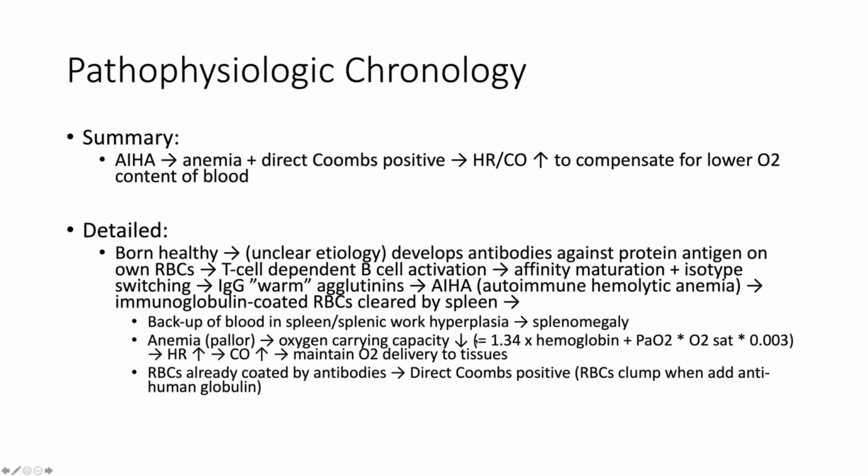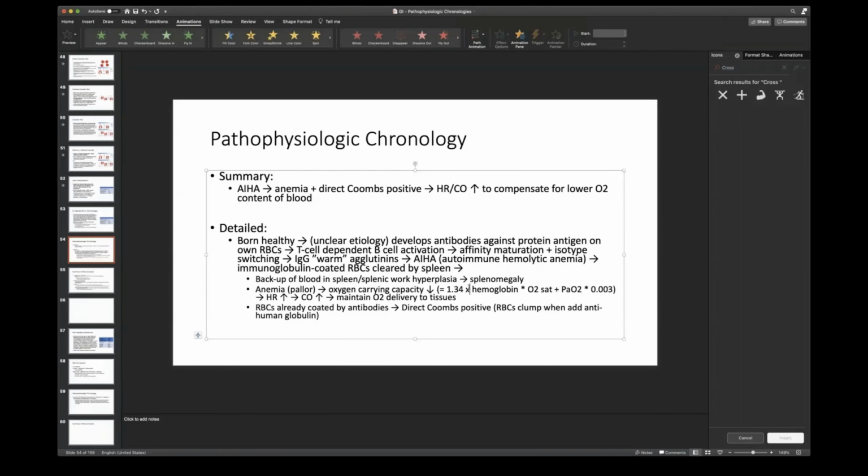So this is the concept, right? In my blood, the amount of oxygen that I can carry is going to depend on the oxygen that's bound to my hemoglobin. So this is the oxygen content equation: 1.34 times hemoglobin concentration times the O2 sat. You guys have probably seen this before.